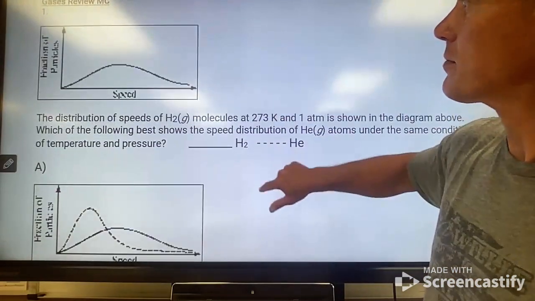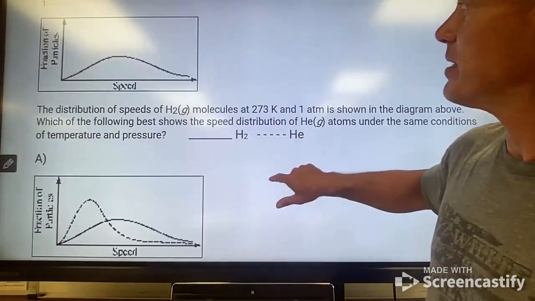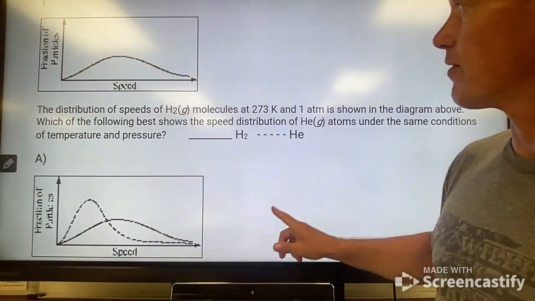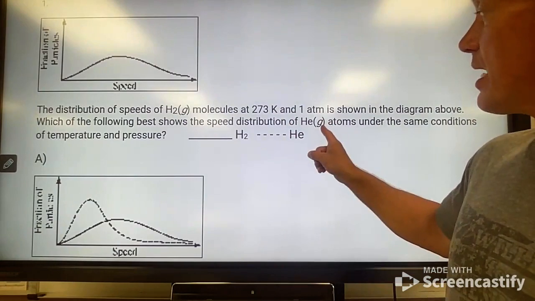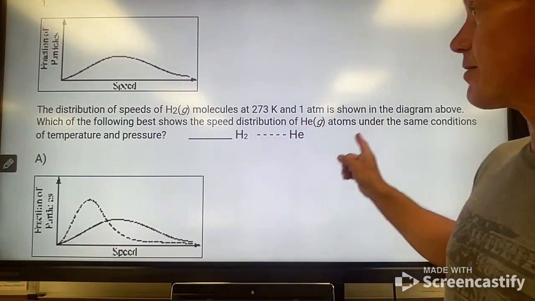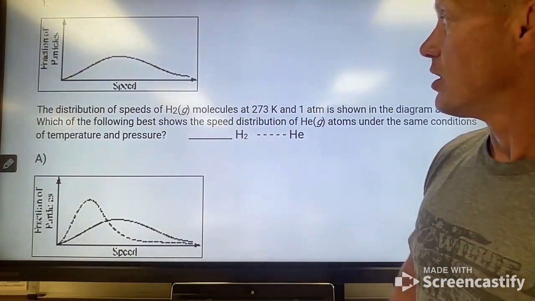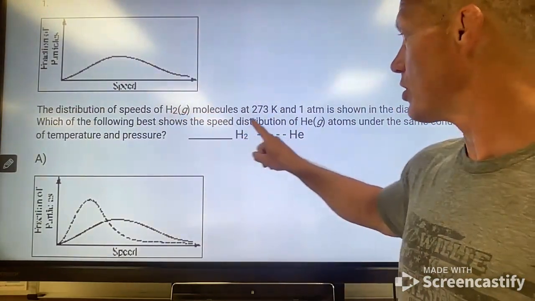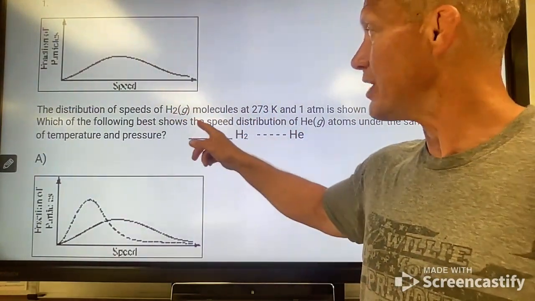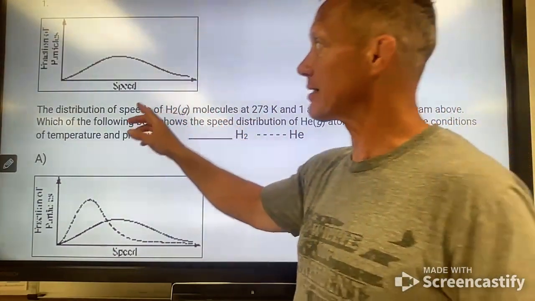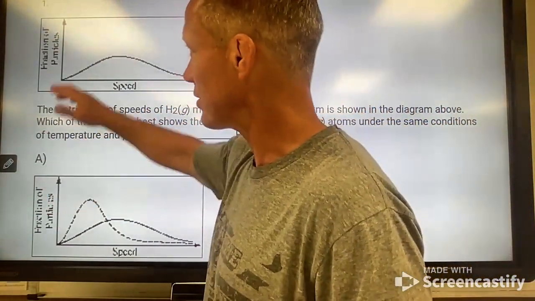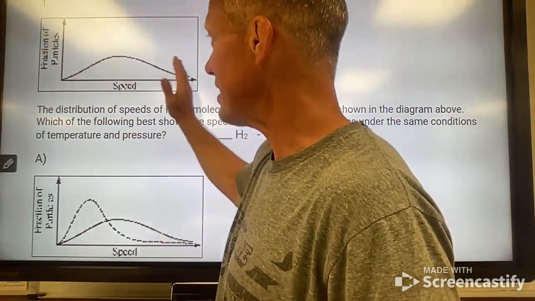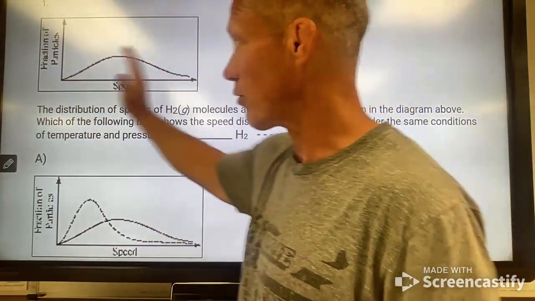First question. Distribution of speeds of H2 molecules at 273 Kelvin and 1 atmosphere is shown in the diagram above, which shows the speed of He atoms under the same conditions of temperature and pressure. So H2 compared to He: H2 has a mass of 2, He a mass of 4, so H2 is going to be a little bit faster. This is the relative number of particles. This is the speed, so faster speed, slower speed.